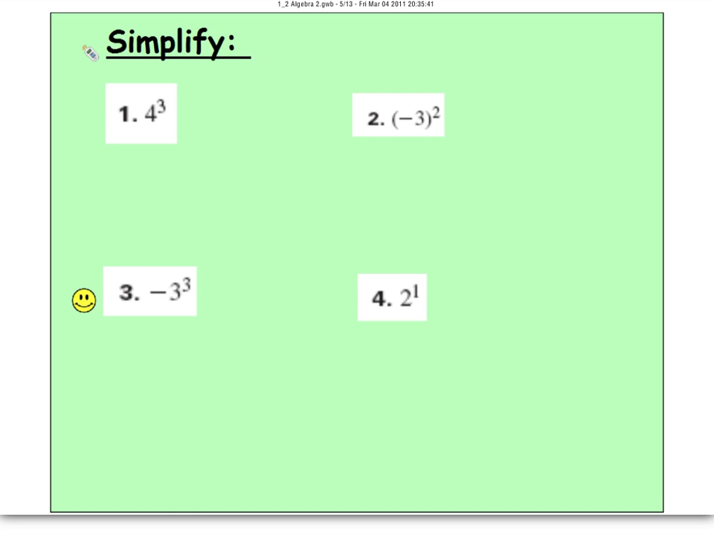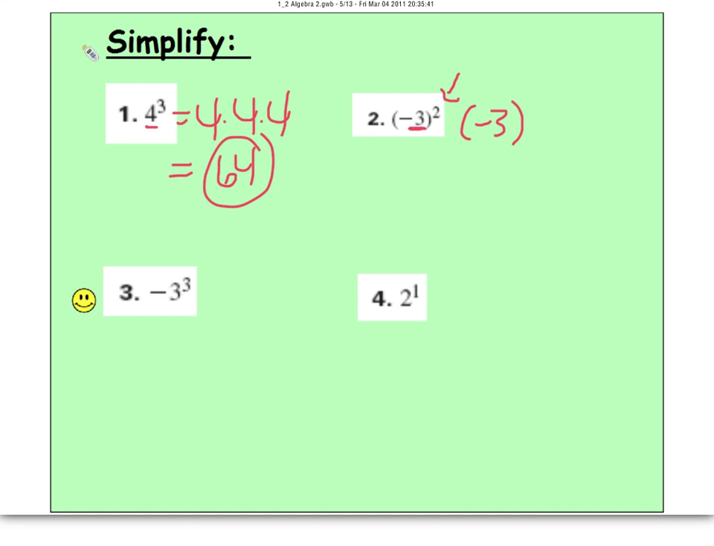Again, be careful, it's not 4 times 3 of 12. It means do 4 three times. If we multiply 4 three times, you're going to get 64. Number 2, they want us to do the base of -3 twice. So I'm going to do -3 twice, and I multiply. If I don't remember my property of multiplying, just use the calculator. -3 times -3 is a +9.